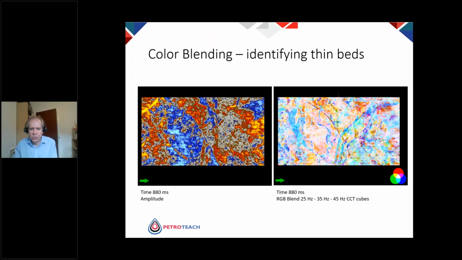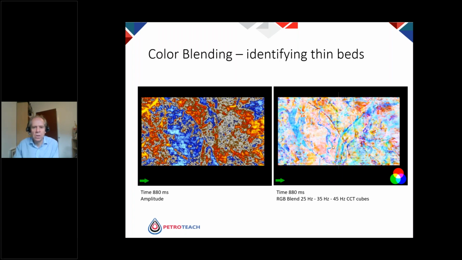But I think you can see channels and features that show up on this blended image that don't show up on this one. Okay, because what I've done is I've looked at the different spectral attributes and combined them so you can look at them all together. If it's only 25 hertz, it'll be red. If it's only 45 hertz, it'll be blue. If it's only 35 hertz, it'll be green. And some kind of combination is lying in between. And I can tune this to look for different features. Okay, so we'll look at that.